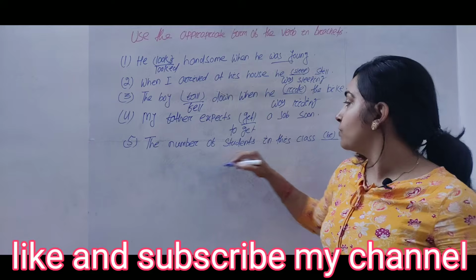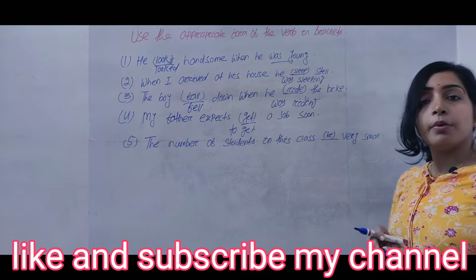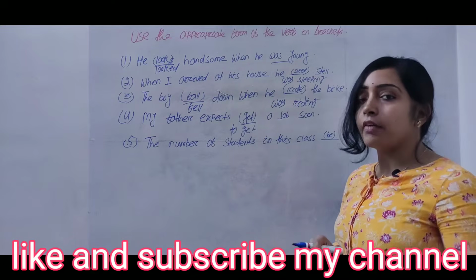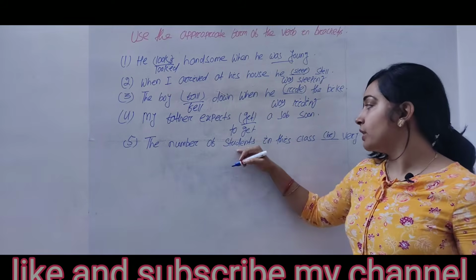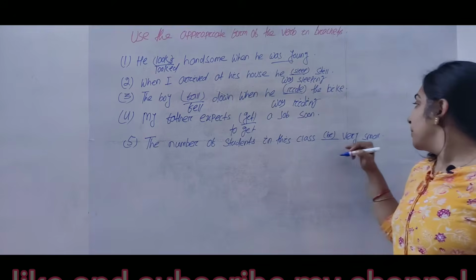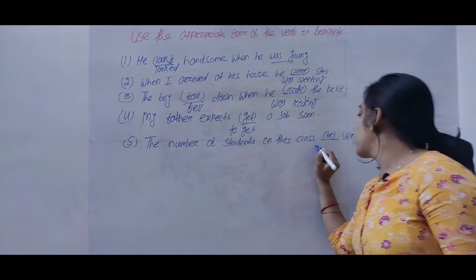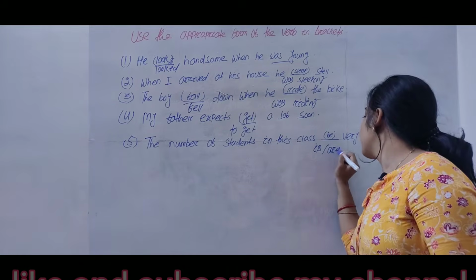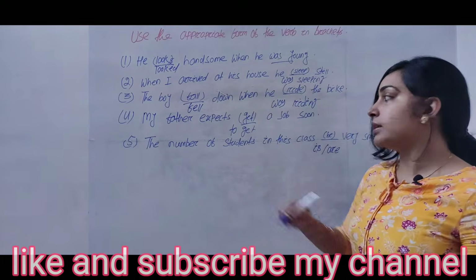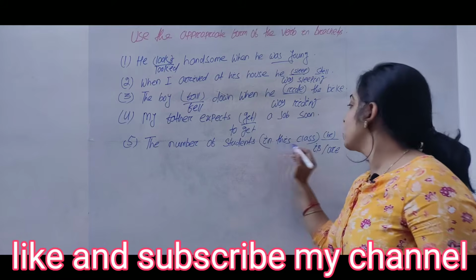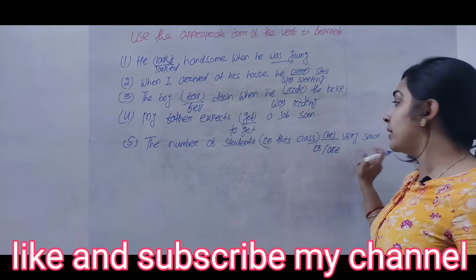Next sentence, the number of students in this class, be verb, very small. Remember which are known as be verb? Is, am, are, was, those are known as be verb. So which should we use here, is or are? Before that we have to know the sentence form. The number of students in this class. If there is no "in this class", just the number of students, then we have to use the plural form: the number of students are very small.